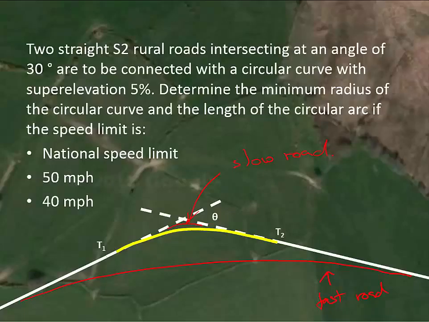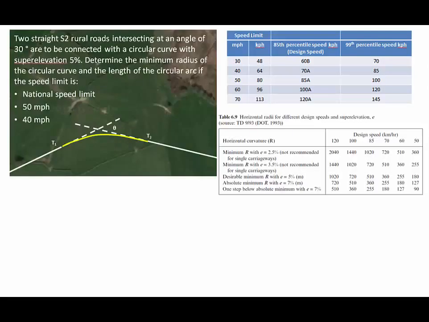Let's have a look and work through this problem. It's the one I did in the class, and then I'll move on to another example. Okay, so all the information is in the question. We know it's an S2 rural road. That's a single carriageway road. Therefore we can work out what the national speed limit is.